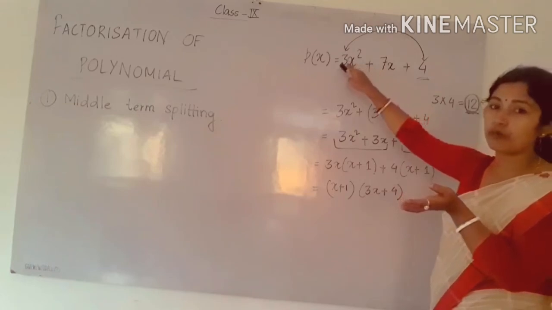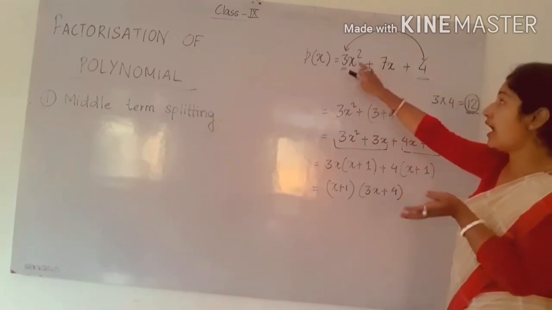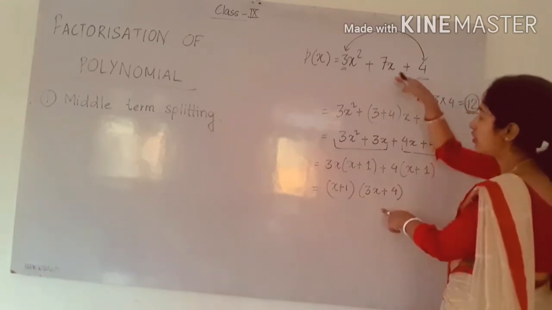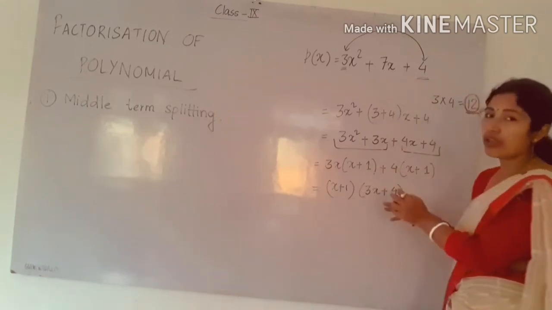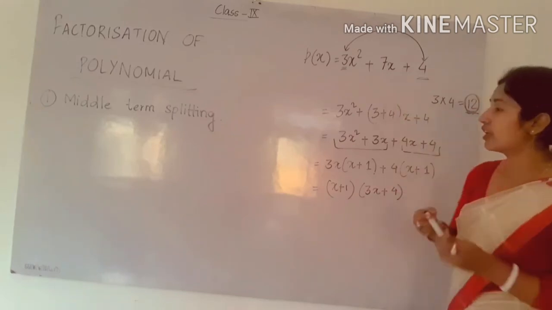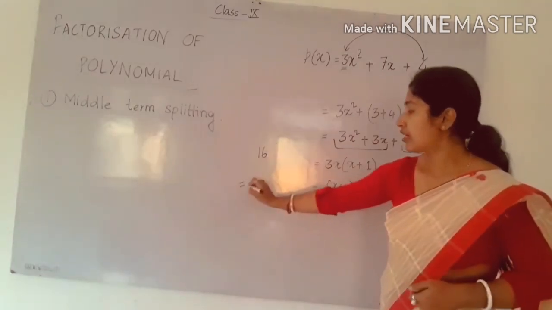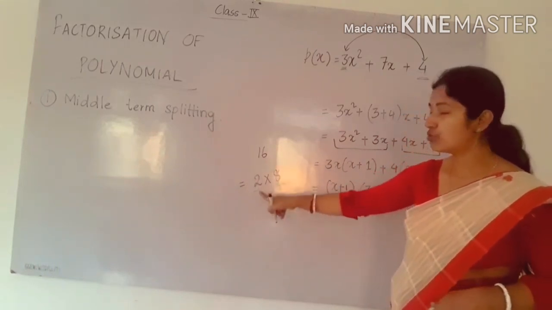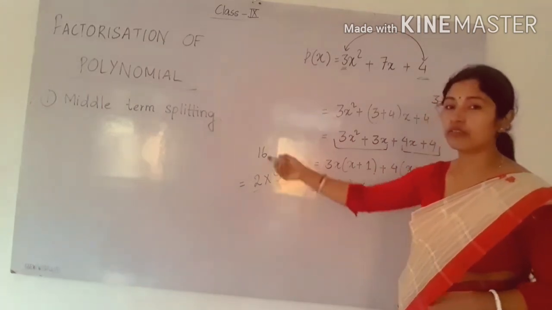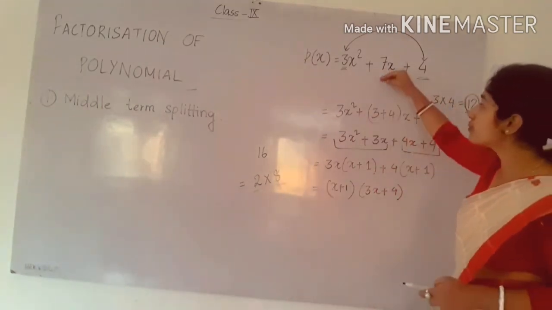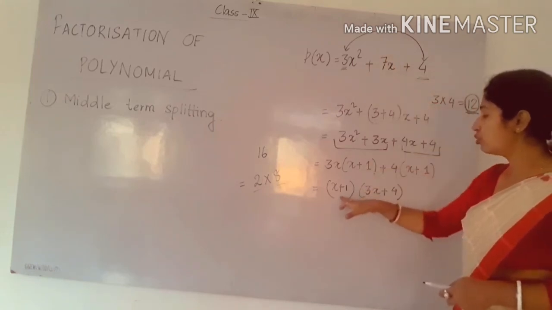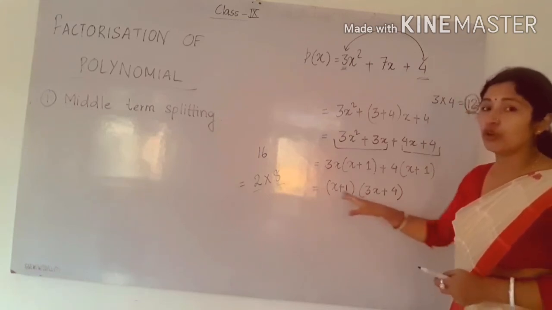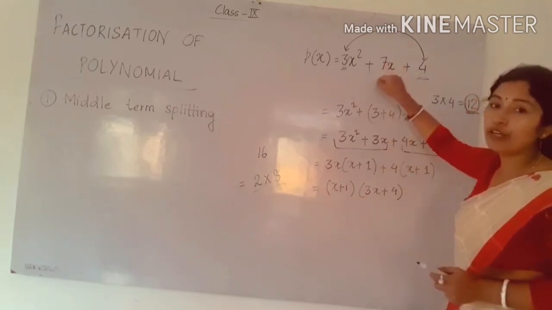The degree of this quadratic polynomial was 2, and we have divided the polynomial into 2 parts. So the 2 factors of this polynomial are these. Why am I saying 2 factors? Because suppose we write 16, then we can write 16 as 2 into 8. So the factors of 16 are 2 and 8. Similarly, this polynomial is factorized into 2 parts. These are also called the 2 factors of the given polynomial.